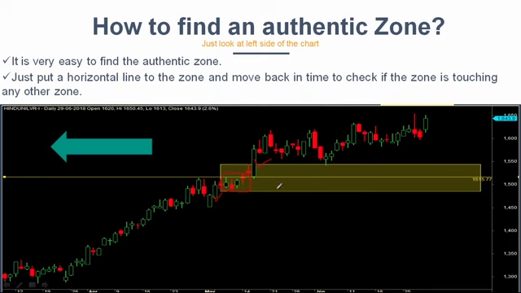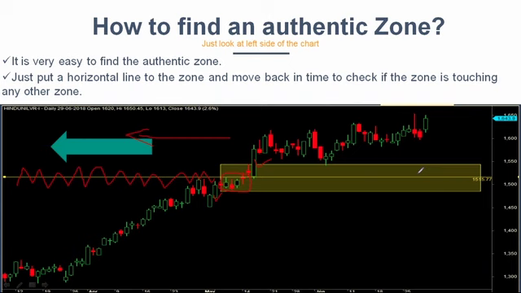So what I did to figure it out, I just put a straight line and I'll go back in the chart on the left side. When I go back on the left side, if I find anything here, see, I don't find anything here. This is the point of the zone. There's nothing at this point. So that is an authentic zone. How to find an authentic zone?